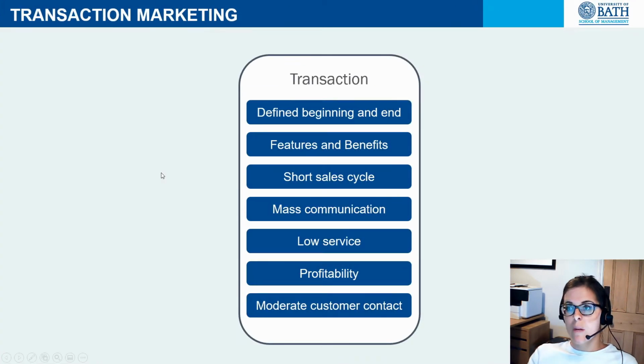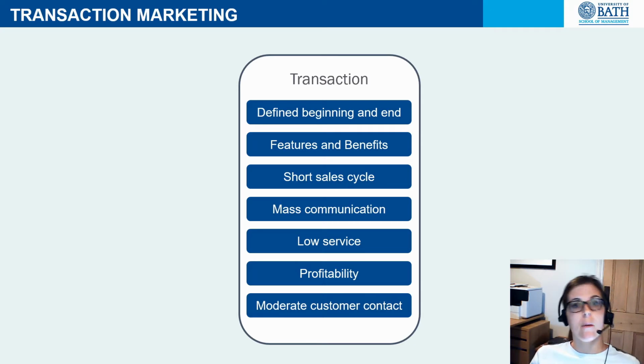So in transactional marketing, there's a very clearly defined beginning and end of the sale. Okay. It's very much focused around features and benefits of the product. So what features of the product will the customer appreciate? What are the benefits of this product to the consumer? Very short sales cycle because it's a standard product, often meeting existing needs. The customer knows what their needs are and they're just buying the solution to their problem.